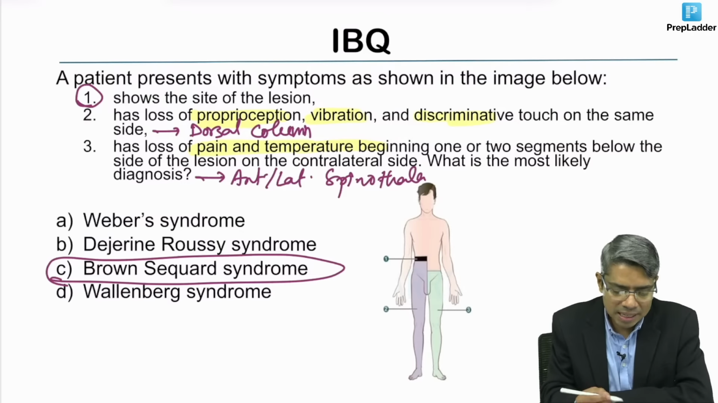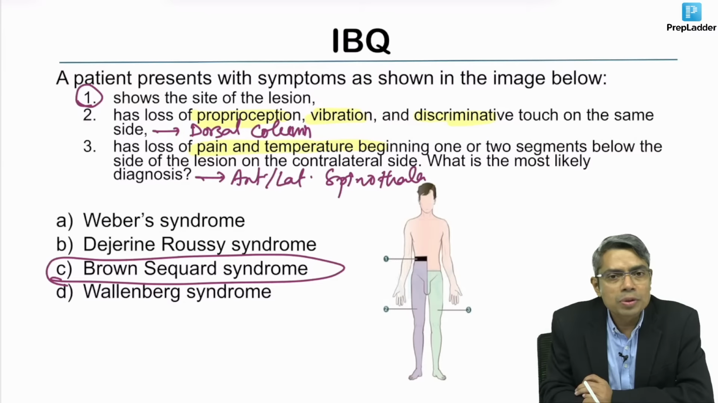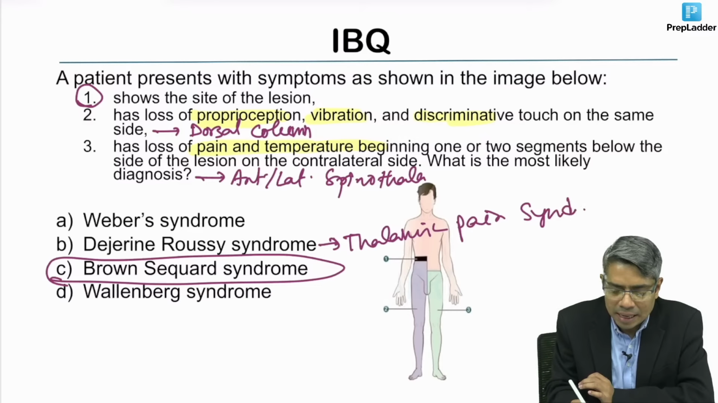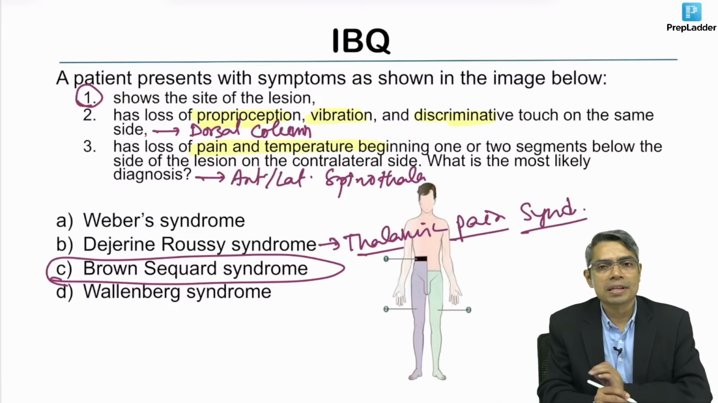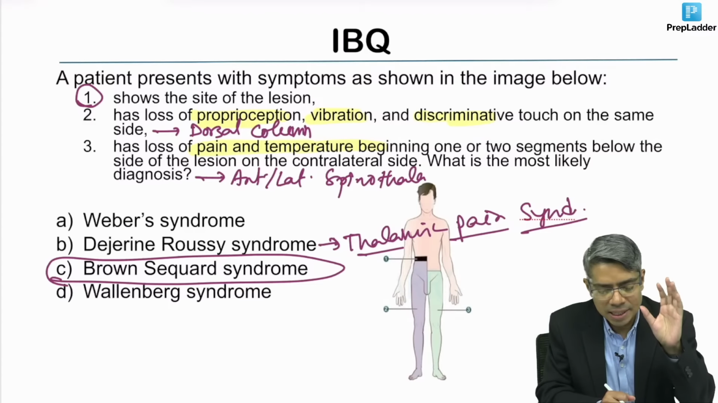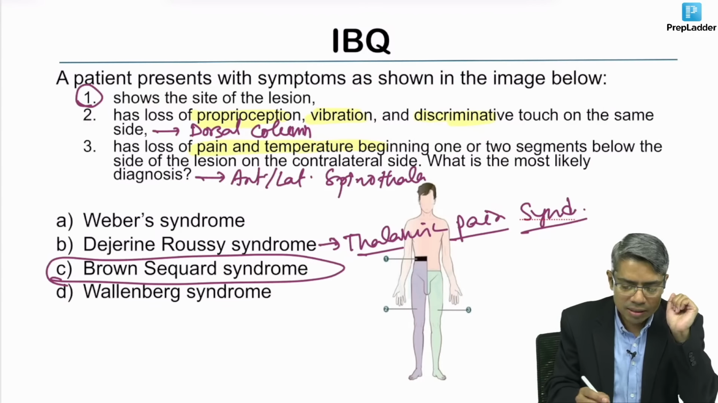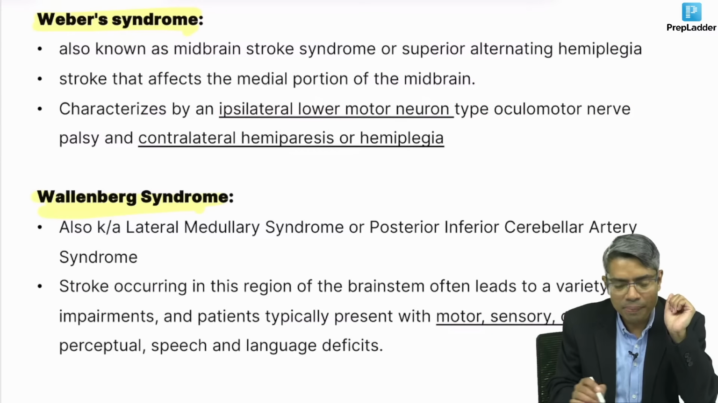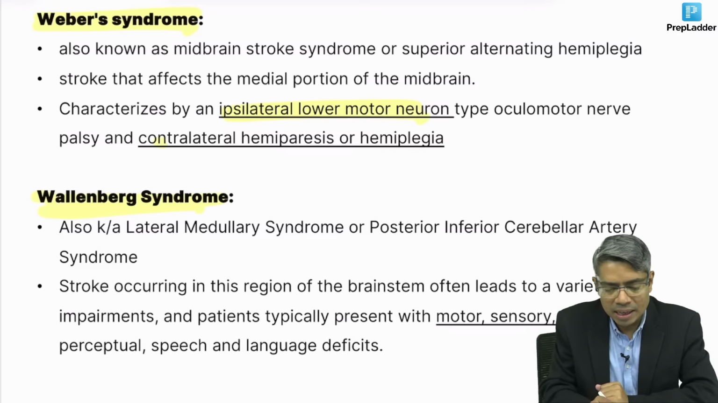The other syndrome that is given is Dejerin-Roussy syndrome. This is known as thalamic pain syndrome. Severe, agonizing pain throughout the body because of an infarction, because of damage in a small part of the thalamus, is Dejerin-Roussy syndrome or thalamic pain syndrome. The other syndromes given in the choices are Weber's and Wallenberg syndrome. I have written about Weber's and Wallenberg syndrome. The important thing that you have to remember here, I have highlighted.